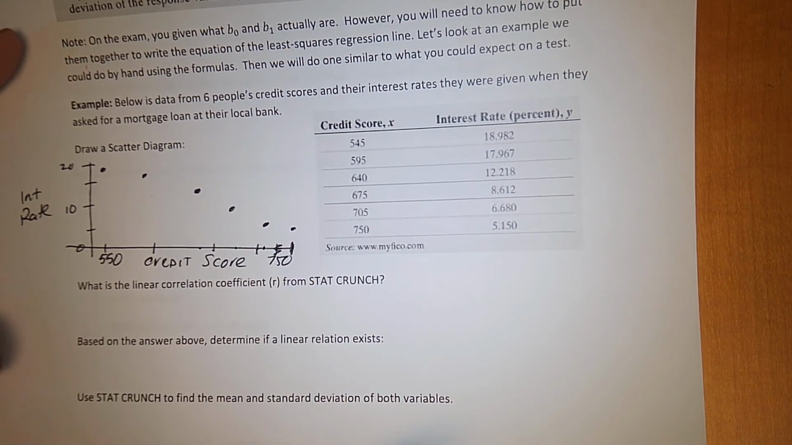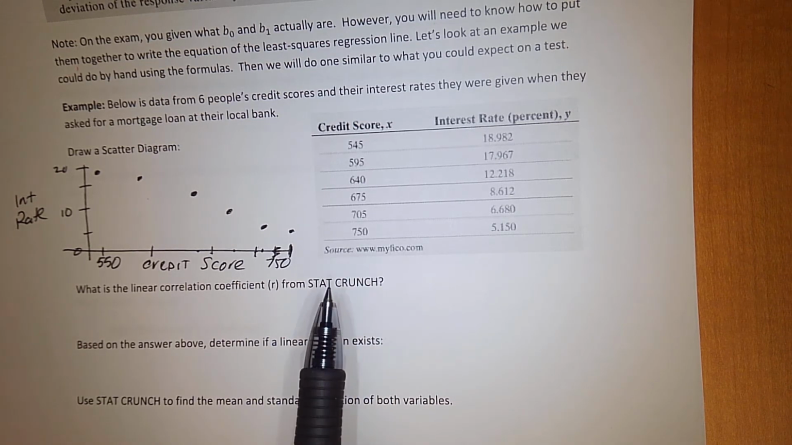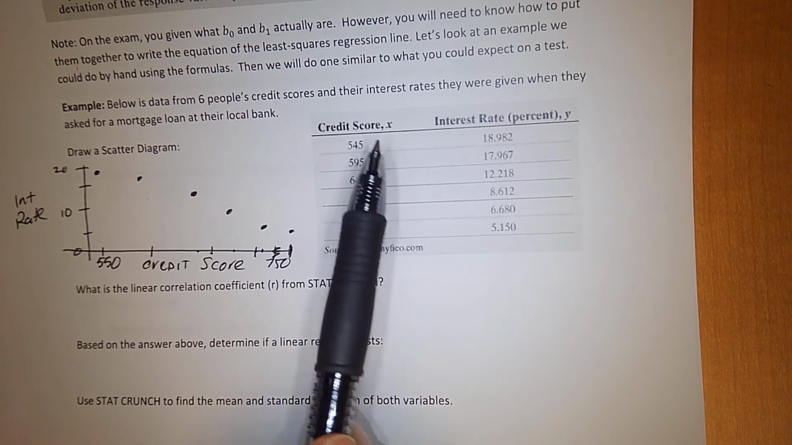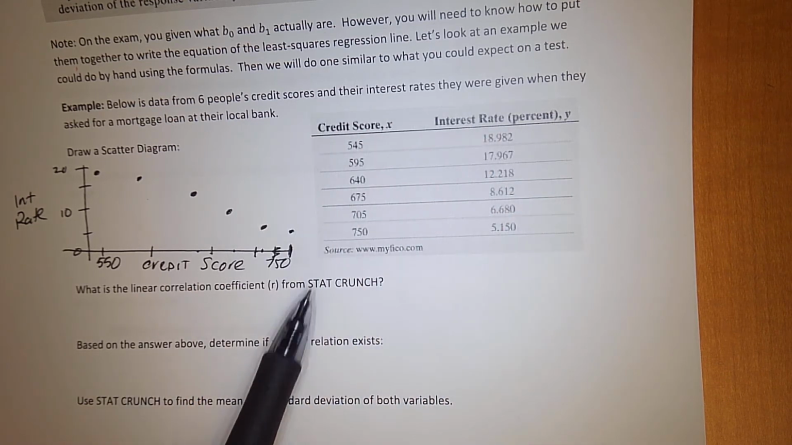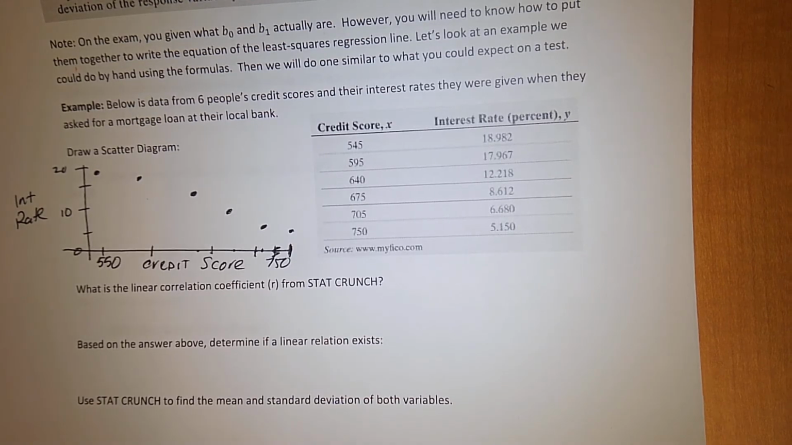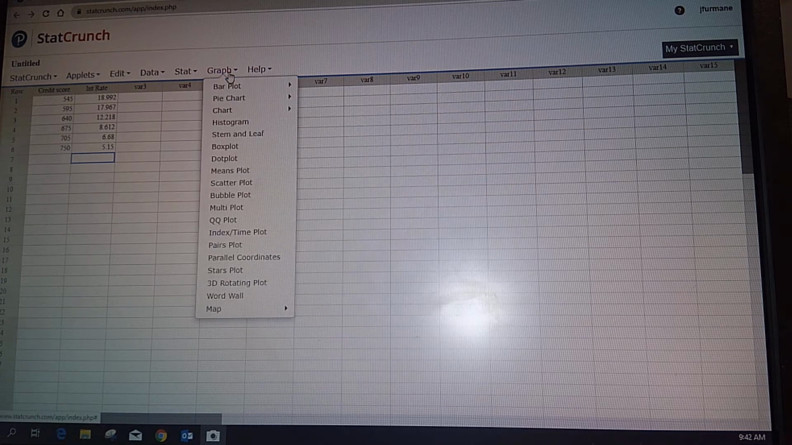So first let's find the correlation coefficient from Statcrunch, and then we'll determine whether the linear relationship exists. So at this point I'm going to switch over to Statcrunch. In the meantime, you can put all of this data into Statcrunch and do the rest of this problem yourself. Okay, so I put all of the interest rates and credit scores into Statcrunch here. The first thing I'm going to do is draw the scatter plot to see that it matches what I drew in our lecture notes.